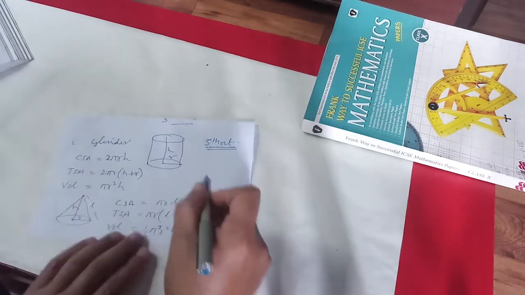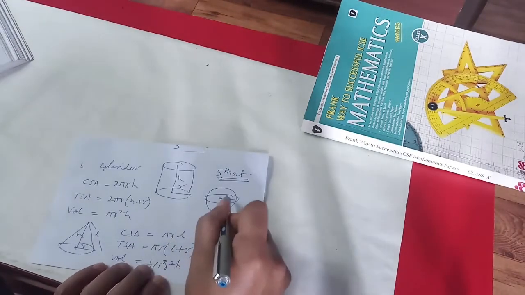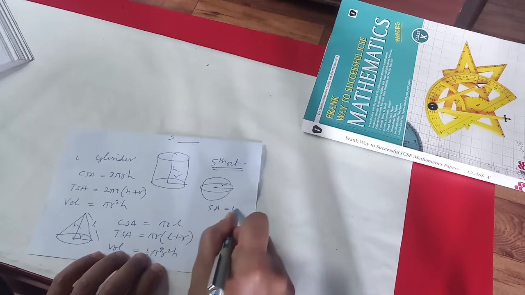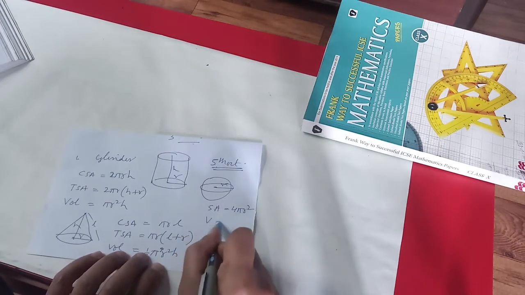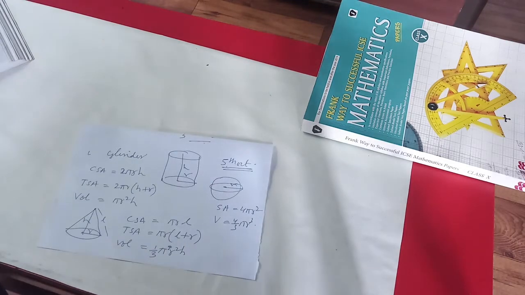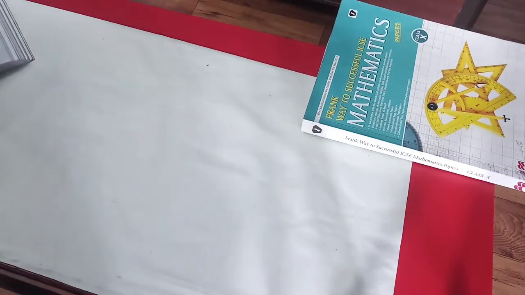Then the third solid was the sphere. In the sphere you have only one surface, the surface area, which is 4 pi r square. The volume is 4/3 pi r cube. Now let us continue to solve some ICSE questions.